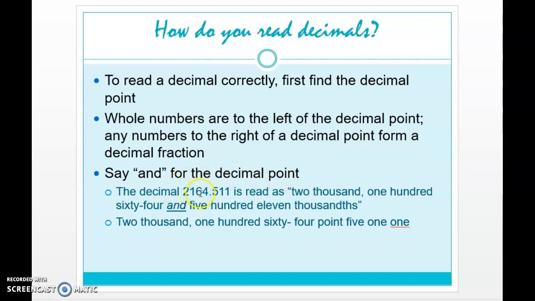For example, the decimal 2164, point is here, 511, is read as 2164. Remember, 2164 is a whole number. They are found on the left of the decimal point. Then, "and 511 thousandths." Why do we say thousandths? Because there are 3 decimal places here. So a decimal number with 3 decimal places will take thousandths.